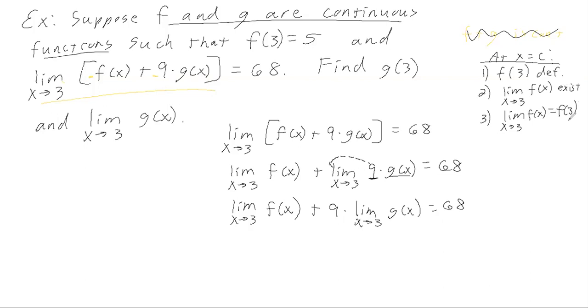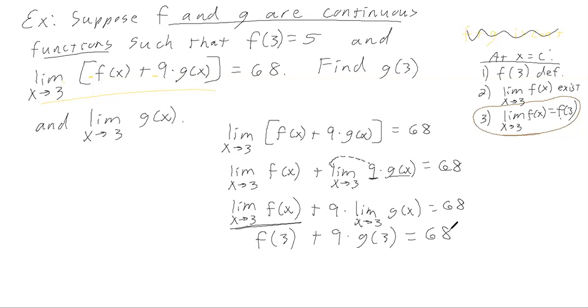Look at condition number 3 right here. If f is continuous, then that condition holds. How about right here? F is continuous, so what is the limit as x approaches 3 of f of x? Same thing as what? F of 3. So I could call this whole limit f of 3. Plus 9 times, I could do the same thing with this limit here. I could say this is the same thing as g of 3 since my function g is continuous at 3. It's equal to 68.